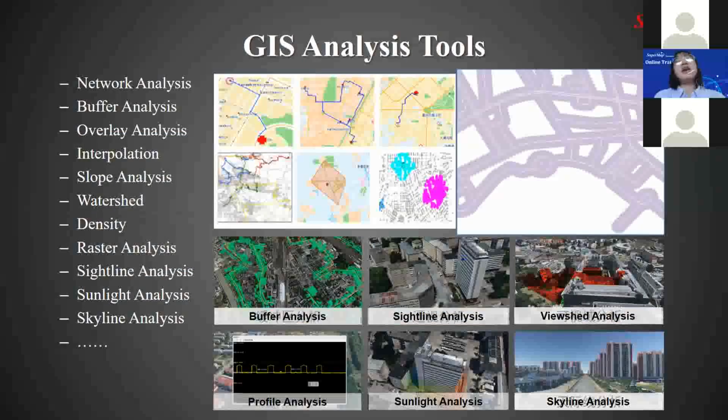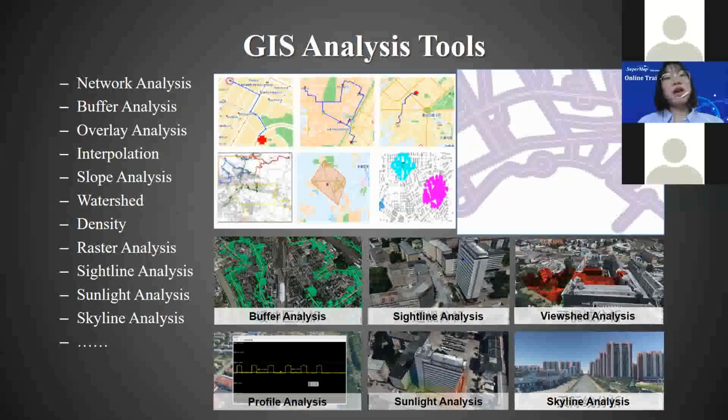So here are some of the analyses that SuperMap could provide. Let's say the basic 2D network or 3D network analysis, buffer analysis, overlay, interpolation, slope analysis. But we also have rich 3D analysis tools like the 3D buffer analysis, sightline analysis, viewshed, profile, sunlight, and skyline analysis that's widely used in the urban planning area.